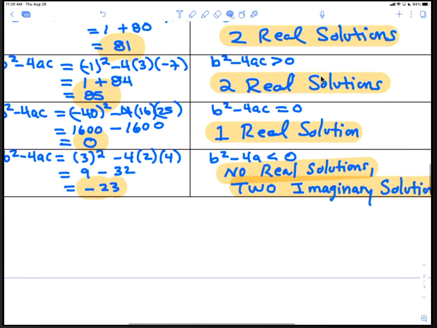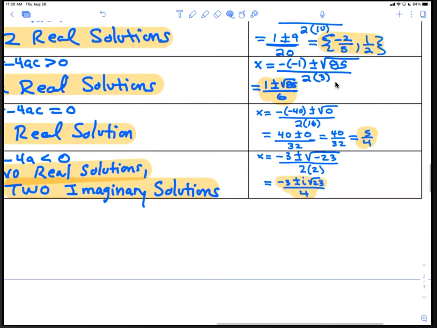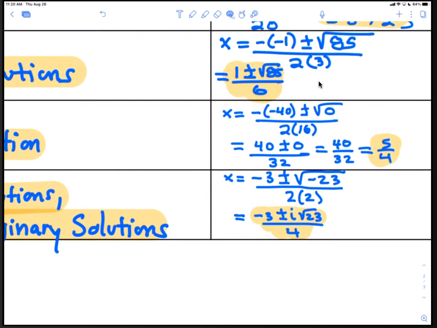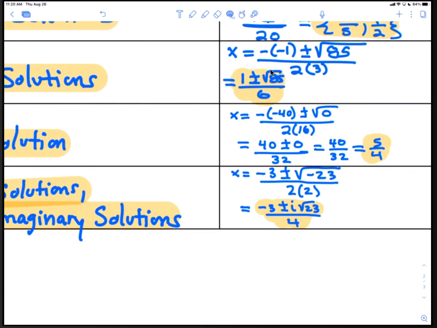And then, since 85 is positive, we say that b squared minus 4ac is greater than 0. And that means we're going to have 2 real solutions. And the real solutions are, when you plug it into the quadratic formula, we have negative of negative 1 plus or minus the square root of 85 over 2 times 3, which then simplifies to 1 plus or minus the square root of 85 over 6.